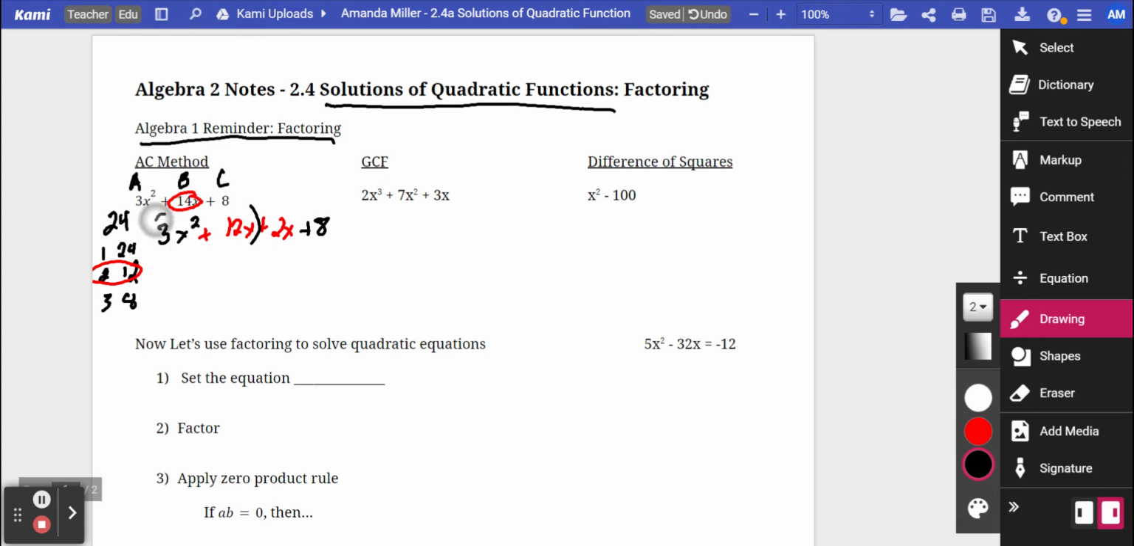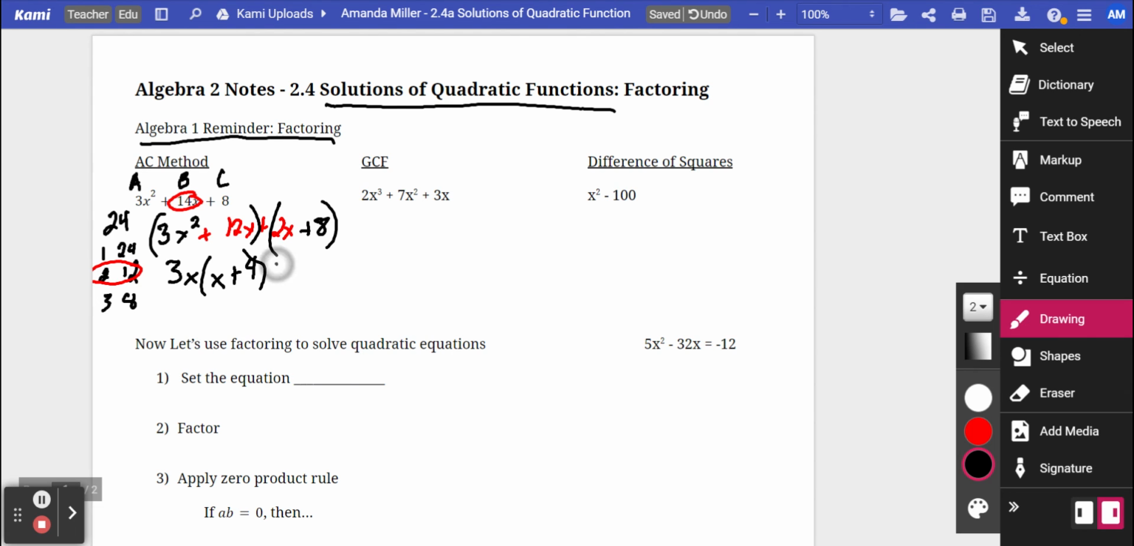Now we're going to group these together, and we're going to look for the greatest common factor, or the thing that they have in common. So if I look at the first set, what do they have in common? They've got a 3 and an x. I'm left with an x plus 4. If you remember, if I were to distribute this back in, I should get the 3x squared plus 12x, right?